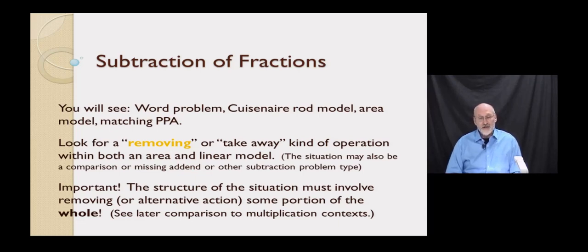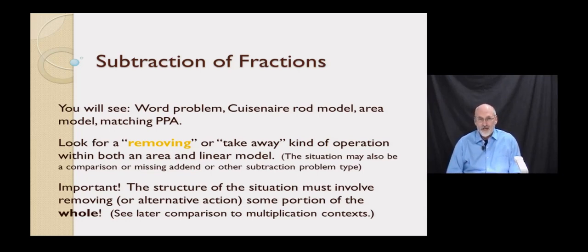This is going to be standard kind of organization. We're going to do a word problem, we're going to do Cuisenaire rods and the area models, and then we're going to look at a matching paper and pencil algorithm. Again, when you're making the word problem, we're going to focus on only one operation at a time so we can really look at the structure of that word problem, what makes it subtraction.